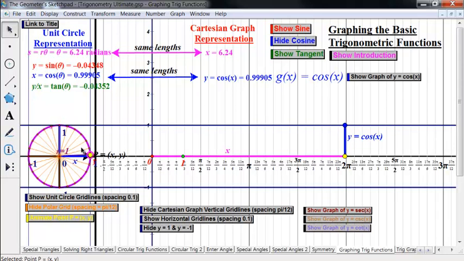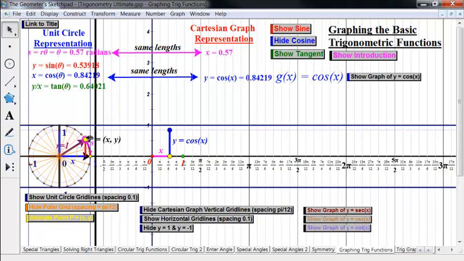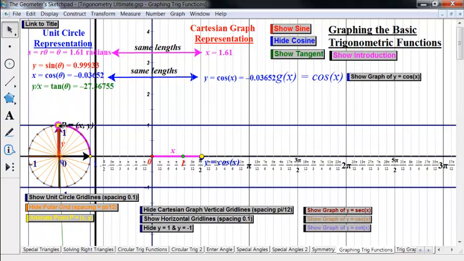So let's watch the point this time over here on the right graph, the Cartesian coordinate graph. So when x is 0, this starts at 0 for x, but 1 for y. There it is. And it starts coming down, down, down, and hits 0 at pi over 2. Then it keeps going down, all the way to the lowest it gets, which is negative 1, right there at pi.